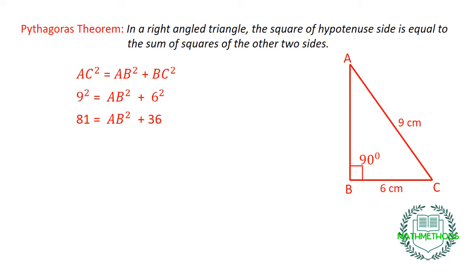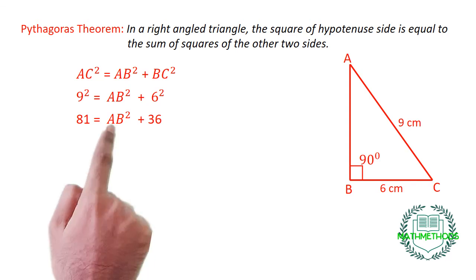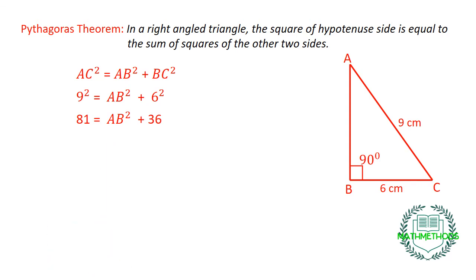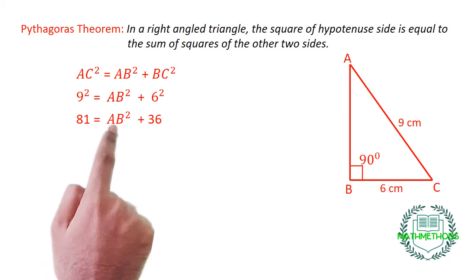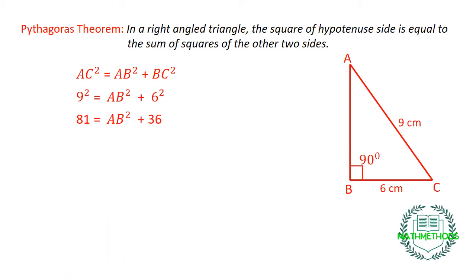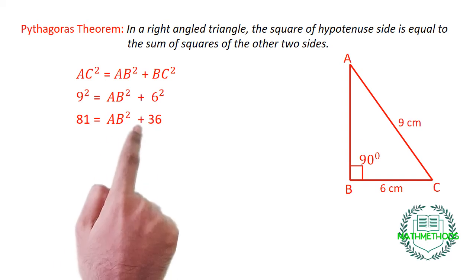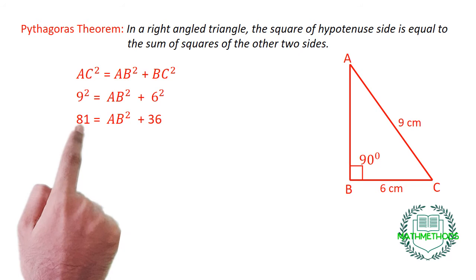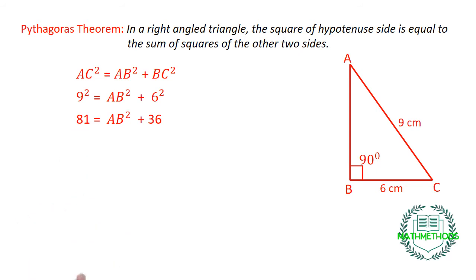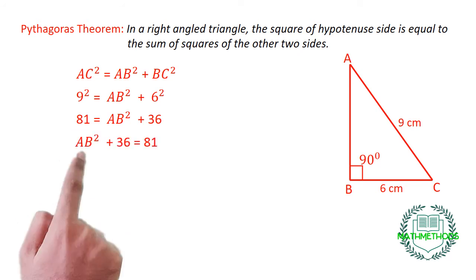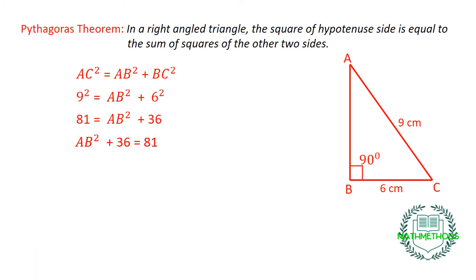Now in this equation, we need to find the value of AB. So AB is the variable and it's better if the side containing the variable is the left hand side of the equation. So first interchange the sides of the equation. Instead of writing 81 equals AB squared plus 36, write AB squared plus 36 equals 81.